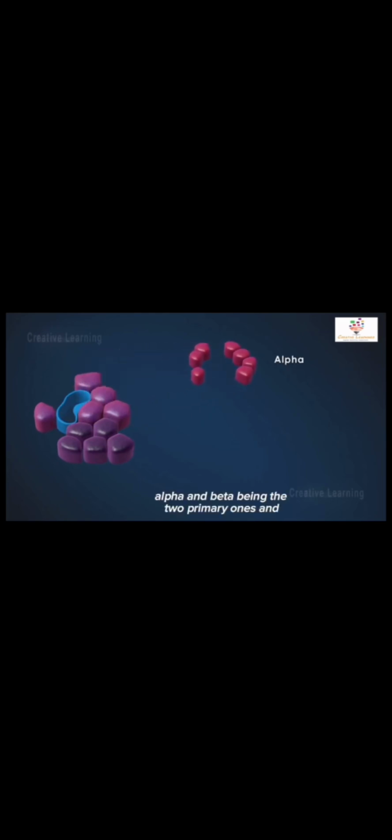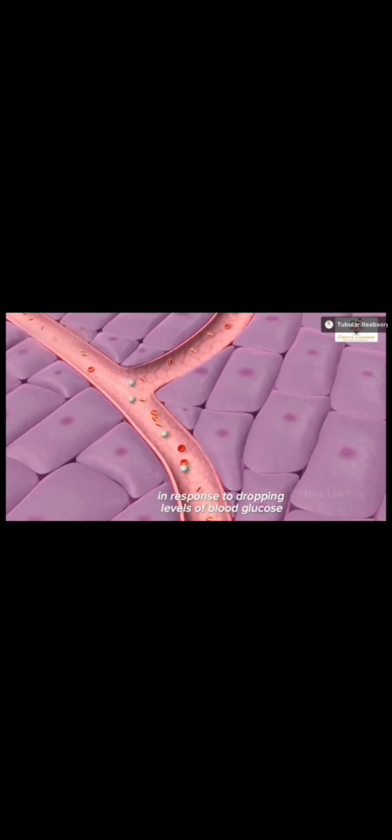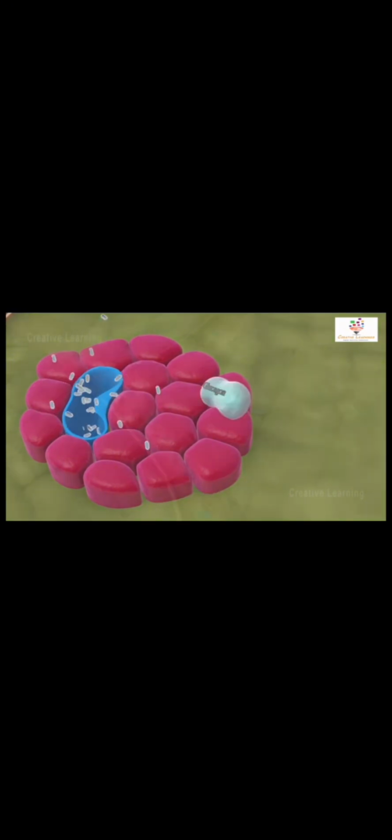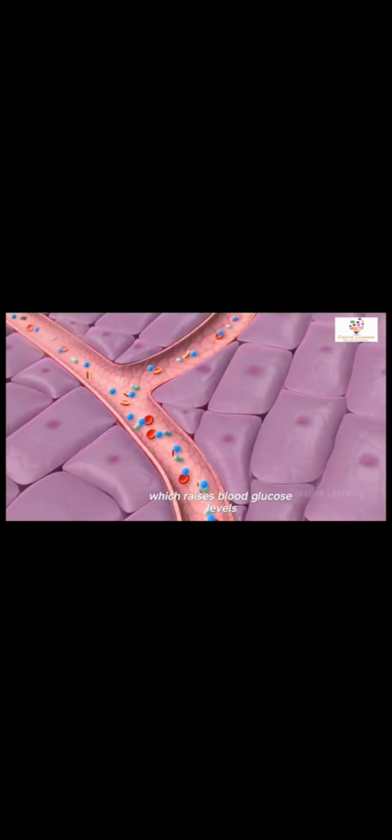The islets of Langerhans are composed of 3 types of cells, the alpha and beta being the 2 primary ones, and the delta being the 3rd. In response to dropping levels of glucose, the alpha cell secretes the hormone glucagon, which raises blood glucose levels.